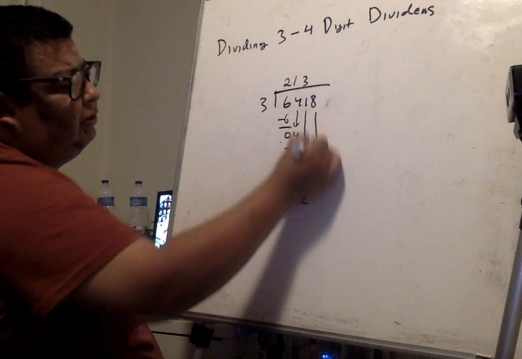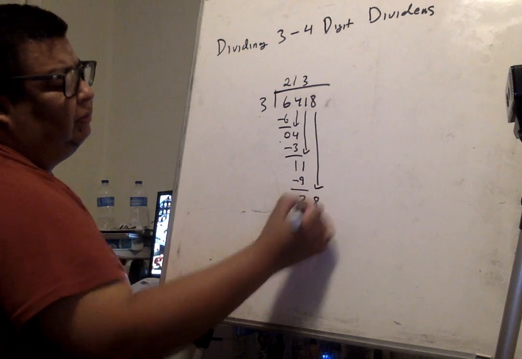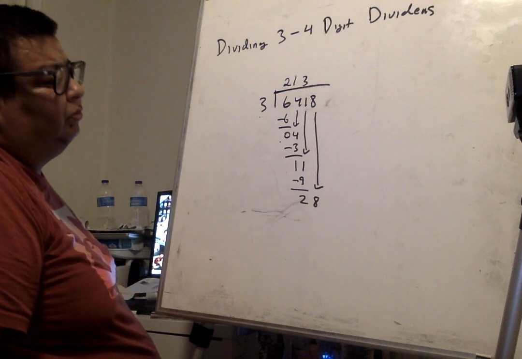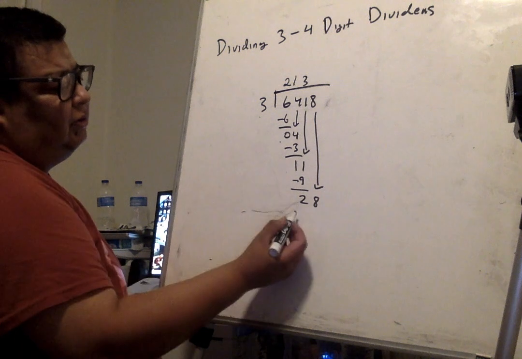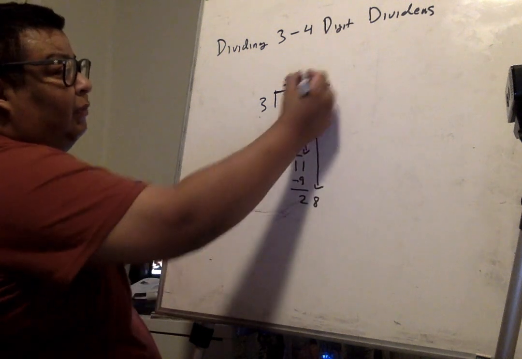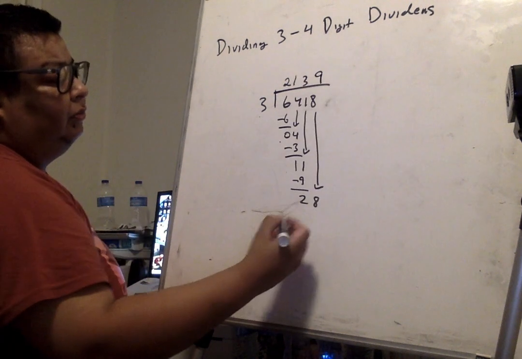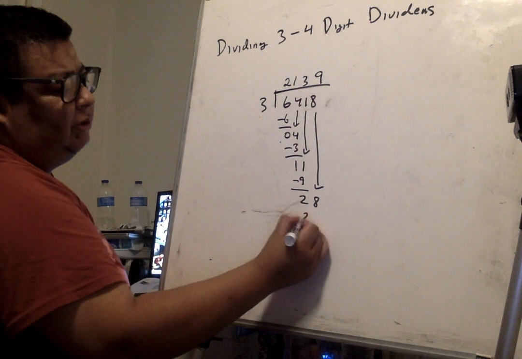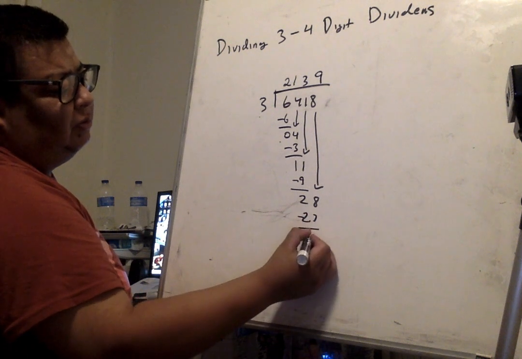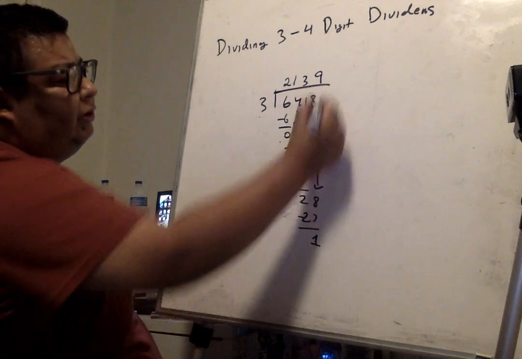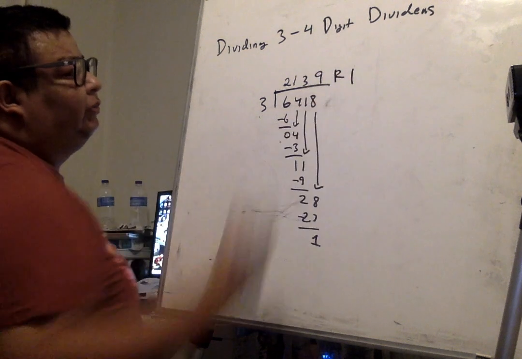No. So we bring down another digit. How many times does 3 goes into 28? 9 times. 3 times 9, 27. 28 minus 27, 1. So remainder is 1.